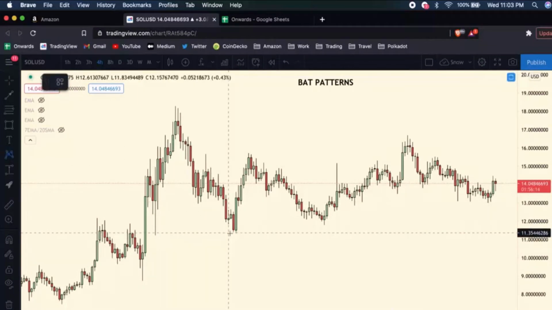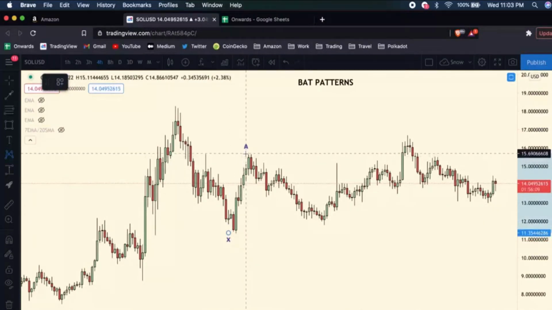Once again, we are starting at X for this impulse move. You see this impulse move right here from X to A. Now, for a bat pattern, we cannot touch the 618 Fibonacci retracement. If you remember, for the Gartley pattern, you have to touch the 618. It has to be at least a 618, but it cannot be a 786. For the bat pattern, we cannot touch it, because again, if we touch it, it would be a Gartley.